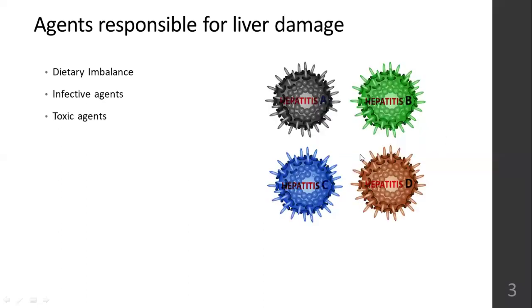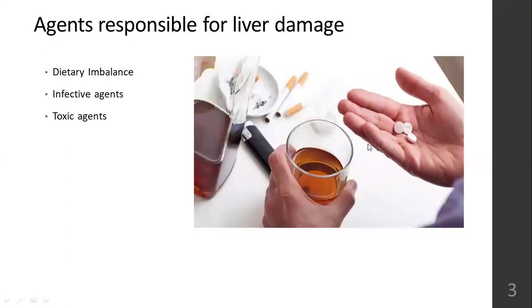So these are the infective agents: hepatitis A, B, D, E. Then certain toxic agents like alcohol: too much consumption of alcohol on top of malnourishment could lead to hepatic failure. And alcohol is also proven to have a direct link towards hepatitis and liver cirrhosis.